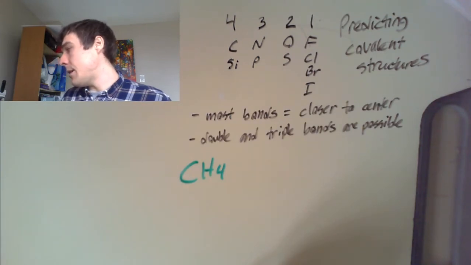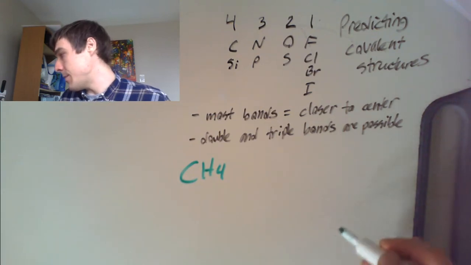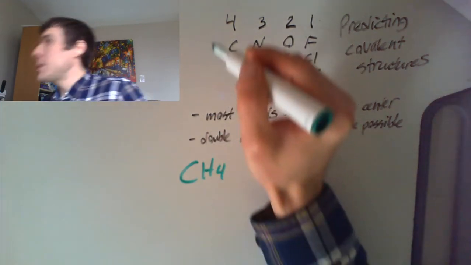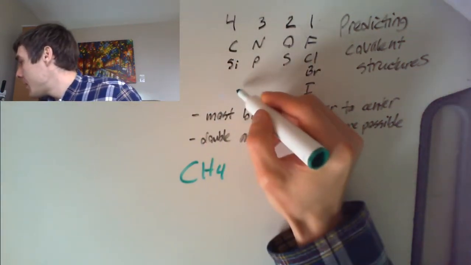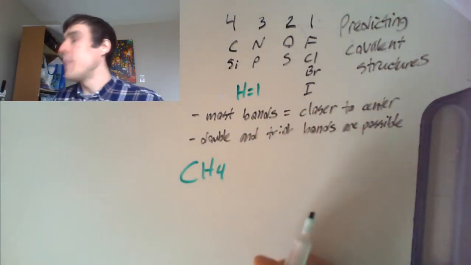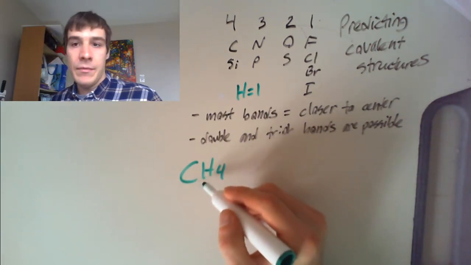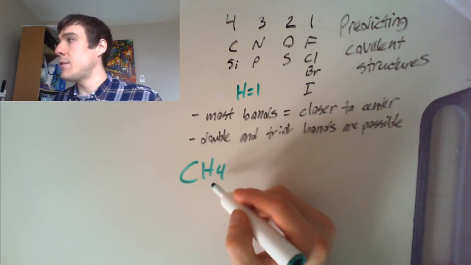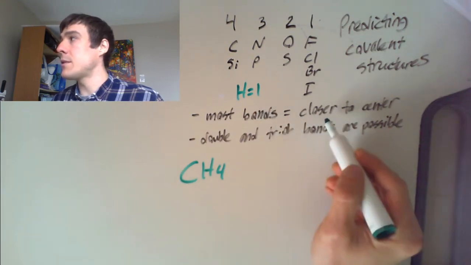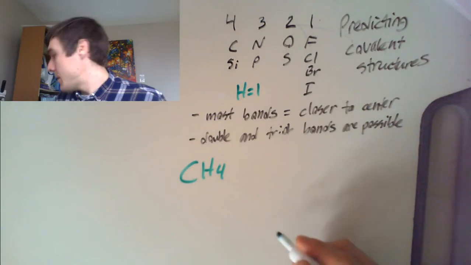When we write a structure, the one with the most bonds will tend to be closer to the center. I guess I should put hydrogen over here, right? Hydrogen is just 1 bond. So for CH4, we'll put the one with the most bonds closer to the center. In this case, that's the carbon. The carbon makes 4 bonds. So we'll put that in the center.